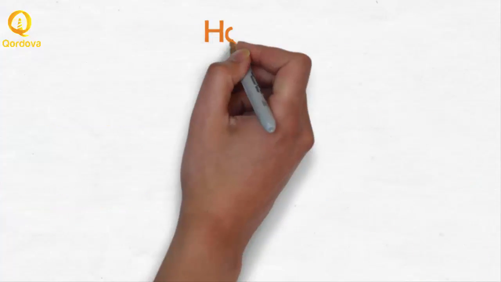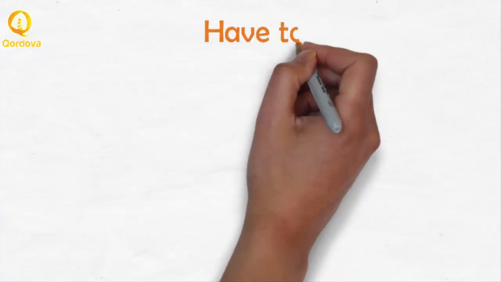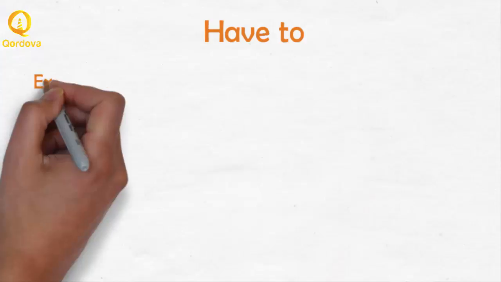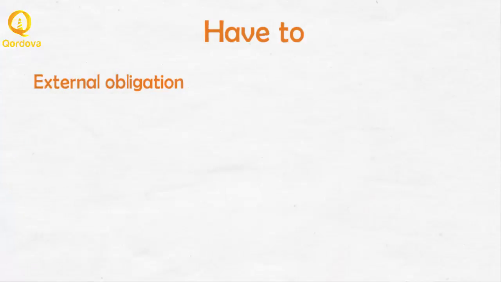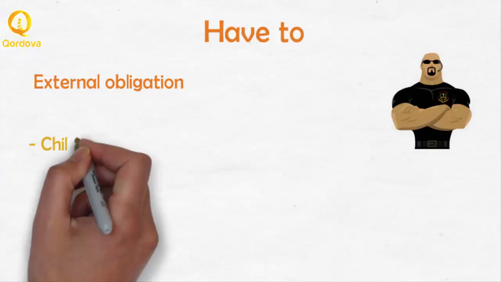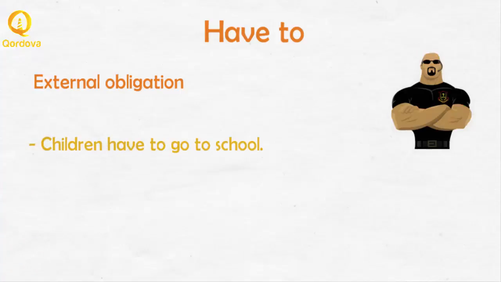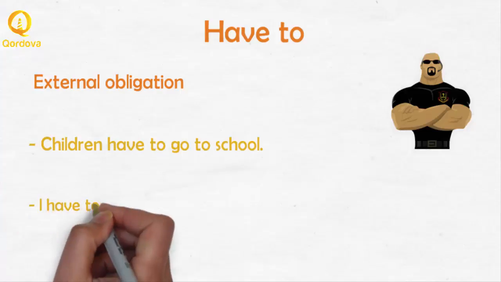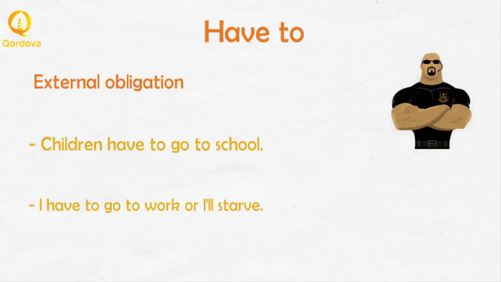Now let's move to must and have to. We use have to when we're forced to do something. In other words, when we have an external obligation. For example, children have to go to school. I have to go to work or I will starve.